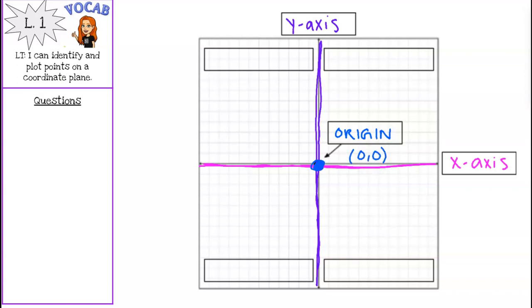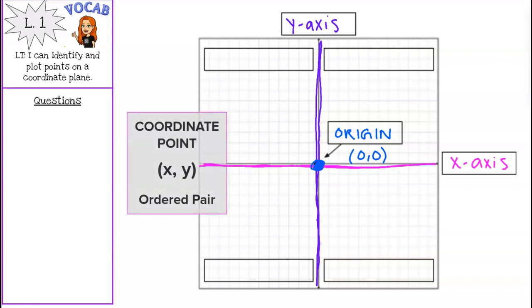Now, any point on the graph we call a coordinate point. A coordinate point tells you your location on the x-axis by giving you the x number, and your location on the y-axis. So this is called a coordinate point. You can also see it's called an ordered pair. So, the two different names for it.